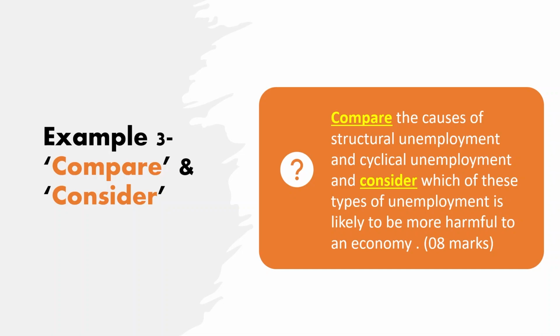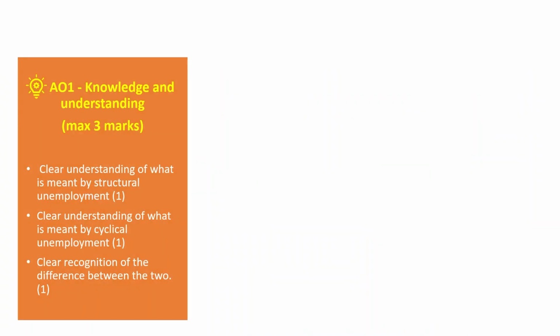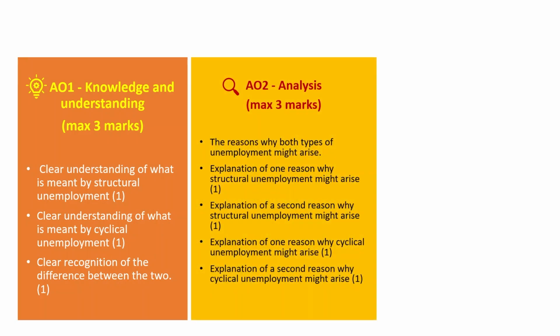Now I have taken a question which uses both the command words together. The question is, compare the causes of structural unemployment and cyclical unemployment and consider which of these types of unemployment is likely to be more harmful to an economy. The mark scheme says that we need to allot up to 3 marks for AO1 knowledge and understanding, 3 marks for AO2 analysis, and up to 2 marks for AO3 evaluation. The first 2 assessment objectives are related to the command word compare.